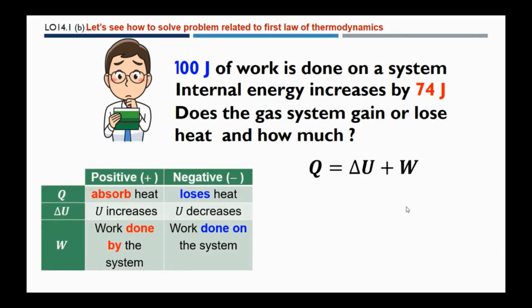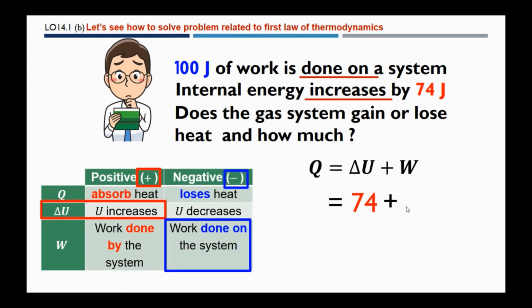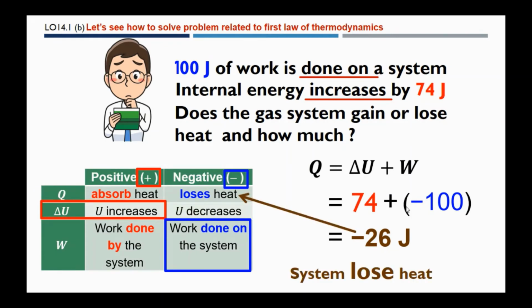By referring to the equation and also the sign convention, the internal energy increases by 74 joules. Therefore, delta U is positive. How about the work done? Work is done on the system, so work here is negative. So we have to substitute 100 with negative 100. Calculating to get the amount of heat, Q is equal to negative 26 joules. So the negative sign here refers to the system losing heat.